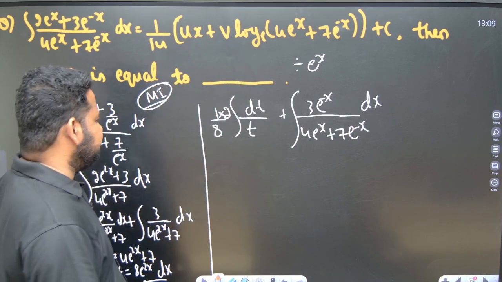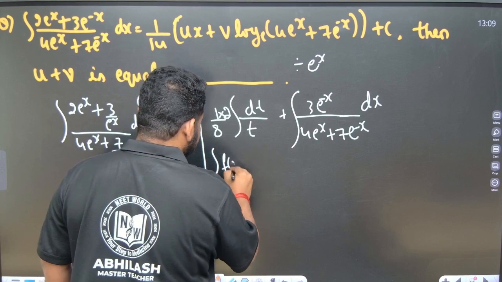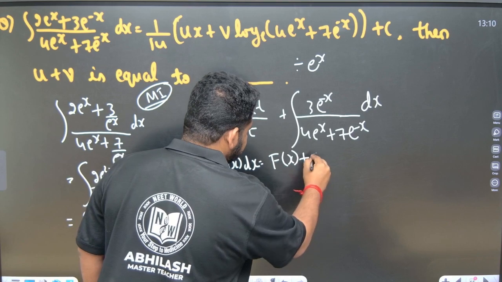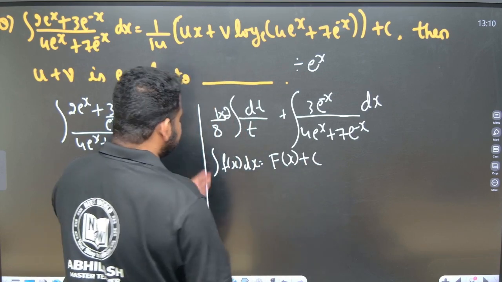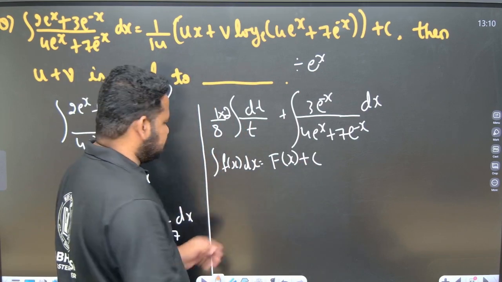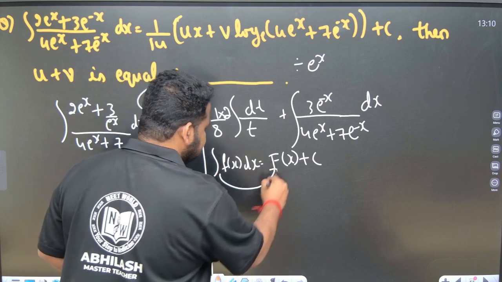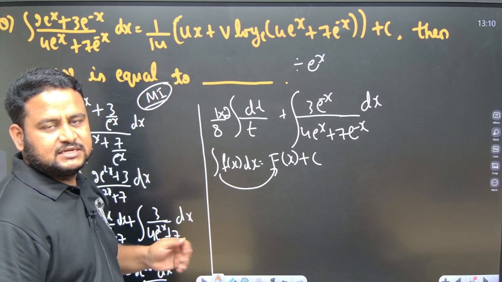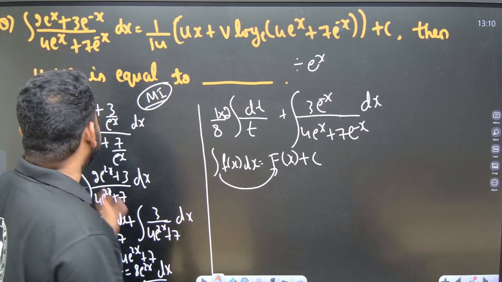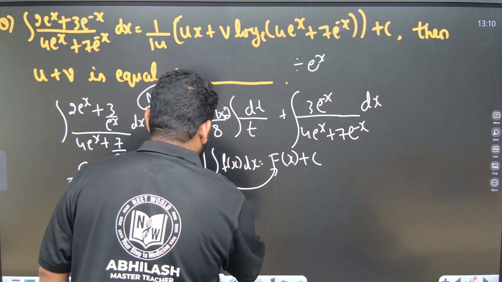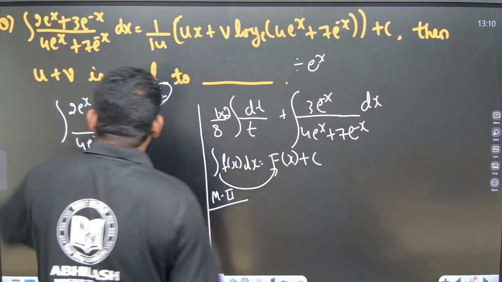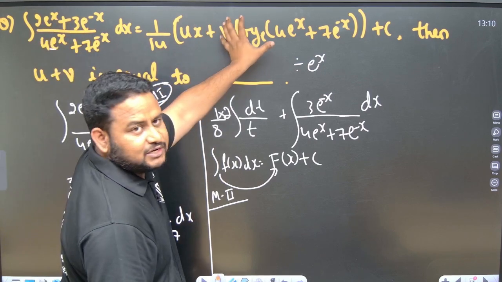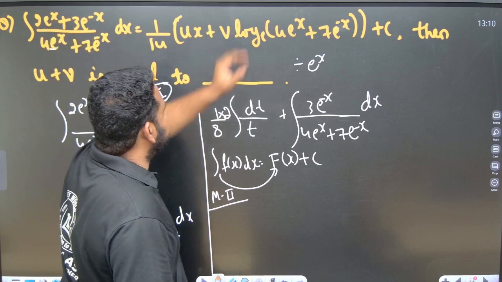But there is another method. We know that the integral of f of x dx will give us capital F of x plus c. But if I differentiate this function, definitely I will get this. So I will take this function and differentiate, and I will get whatever is in the RHS. Then I can equate them and solve the question. So let me use the second method, method 2. Instead of integrating, I will differentiate this function. If I differentiate this, I will get the value equal to this.